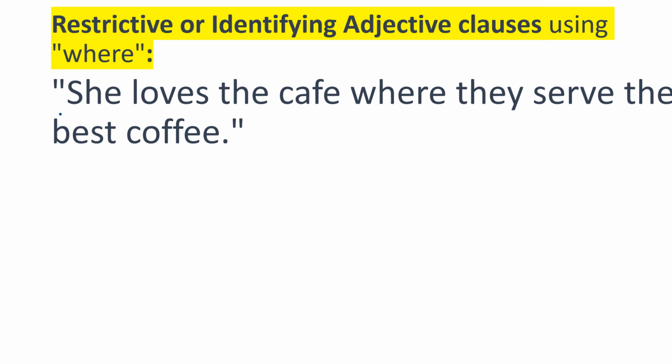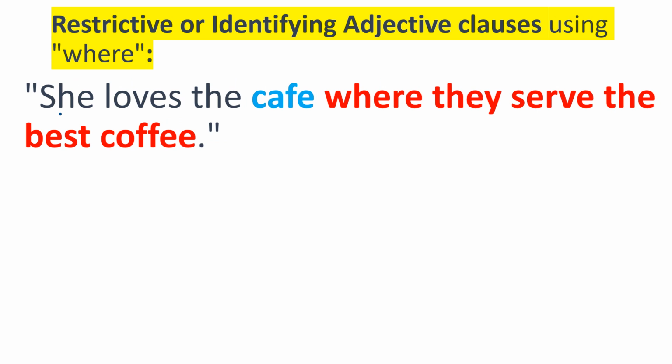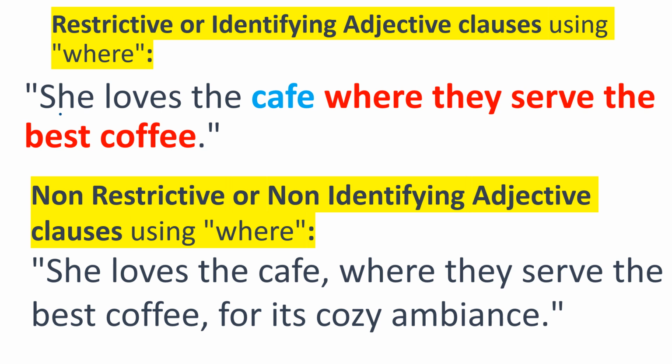Find the adjective clause, the noun it's referring to, and turn it into a non-restrictive or non-identifying adjective clause. And the sentence is, she loves the cafe where they serve the best coffee. Where they serve the best coffee is the adjective clause and it's describing the cafe. She loves the cafe, where they serve the best coffee, for its cozy ambience.